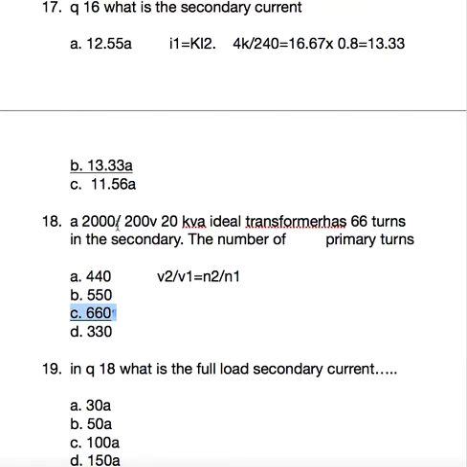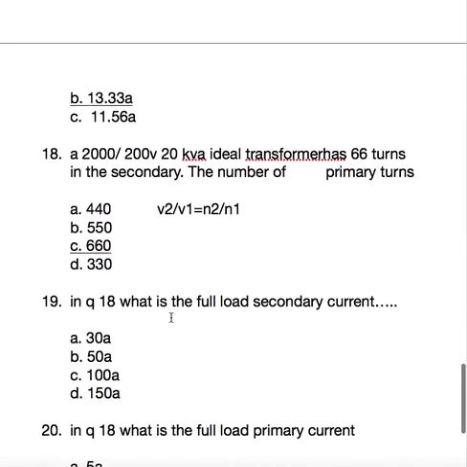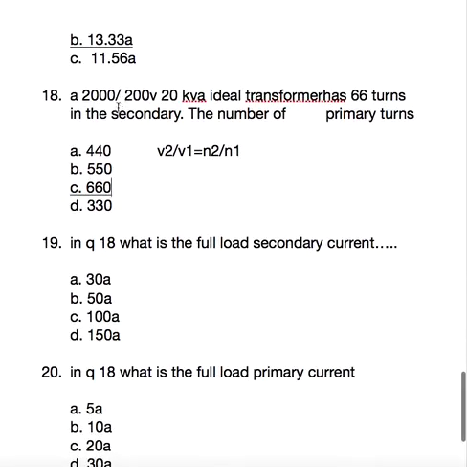We can easily find that. They have said primary and secondary; this is a step down transformer. They mentioned 66 turns in the secondary. Both are the same values, only an extra 0 is added, meaning the primary is 10 times the secondary value. So we can directly put an extra 0 after 66, no need for any formula. Logically we can put it directly for this question.